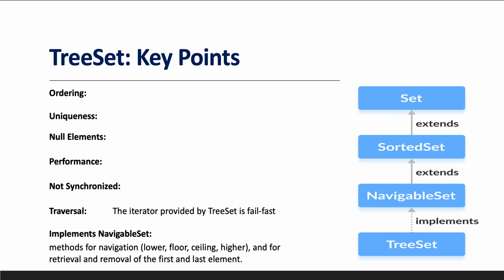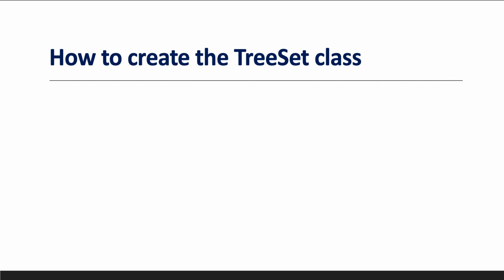Now let's see how we can create the TreeSet. TreeSet provides a couple of constructors, and using those constructors we will be able to create the object of the TreeSet. The first constructor is the default constructor. Using the default constructor we will be able to create the object.